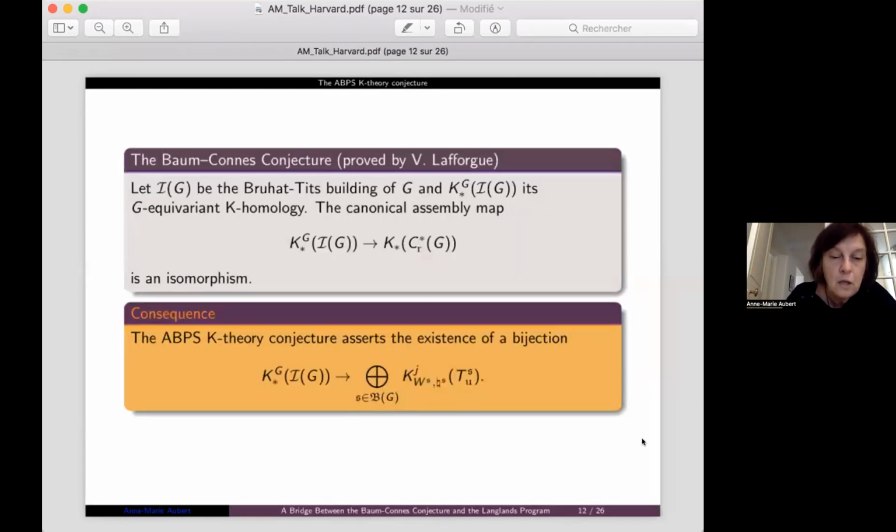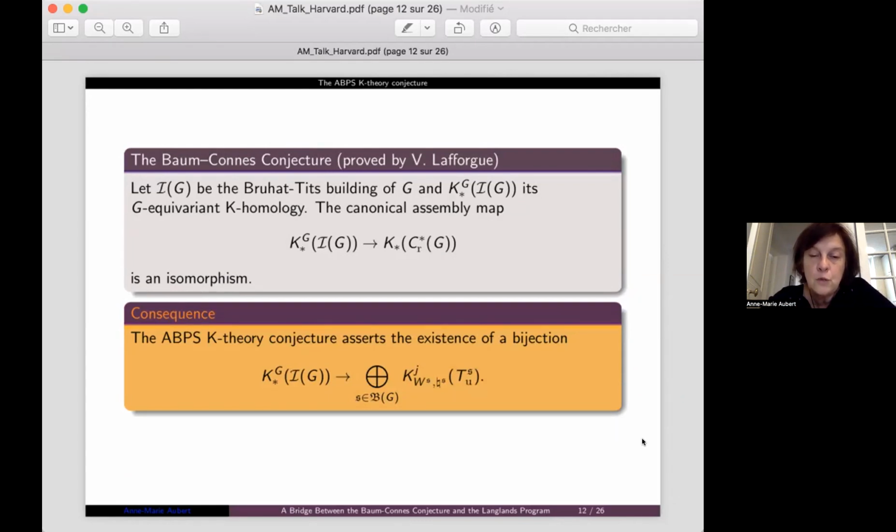So now, what is the link with Baum-Connes? I promised to say something about Baum-Connes. Okay, so Baum-Connes in the case of a p-adic reductive group has the following form. On the left, the role of the usual classifying space is given by the Bruhat-Tits or affine building of a p-adic group G.